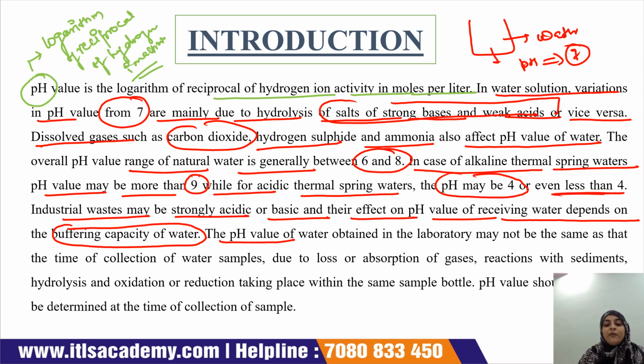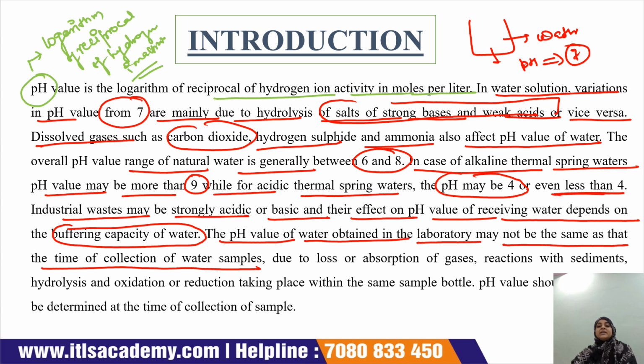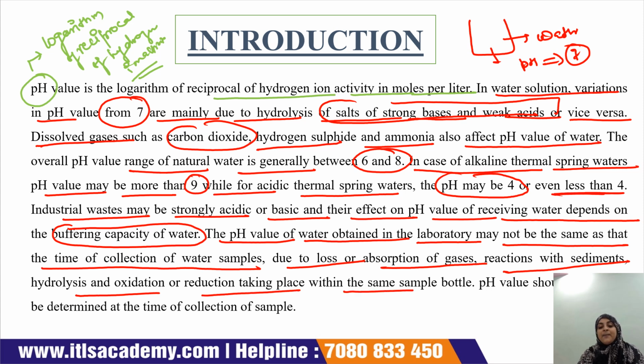The pH value of water obtained in a laboratory may not be the same as that at the time of collection of the sample. It is not necessary that the pH of the collected water will be the same when it reaches the lab. Why does it happen? Because of loss or absorption of gases, reaction with sediments, hydrolysis, and oxidation and reduction taking place within the sample.